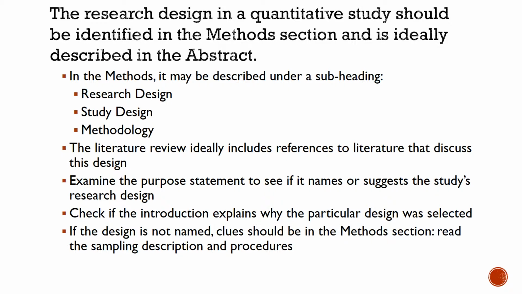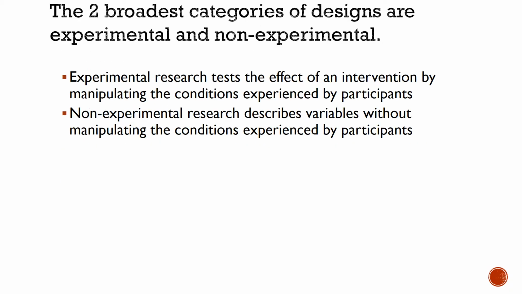If the design is not explicitly named, then look out for clues throughout the methods section, especially the sampling description and also the description of the procedures. The very broadest way of categorizing research designs in quantitative work are experimental and non-experimental research design families.